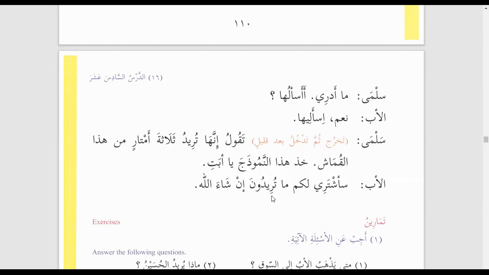Sa'ashtari lakum ma turiduna insha'Allah. Sa'ashtari, I will buy lakum, for you, ma turiduna insha'Allah, whatever you want, if Allah wills. Okay, why is it turiduna? Why not turidna?